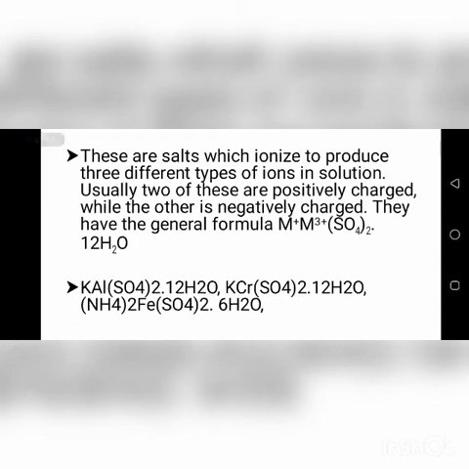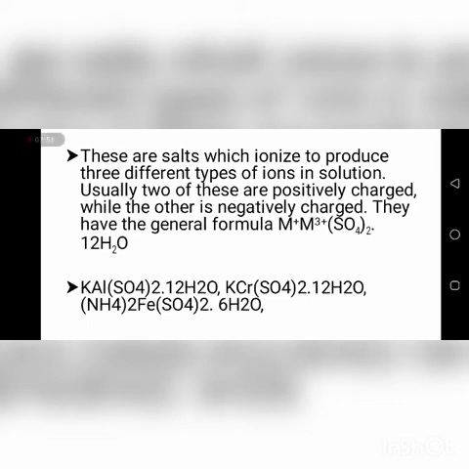Now the M+ there is a monovalent metal that has a valency of one, like sodium, potassium, and so on. While M3+ is a trivalent metal that has a valency of three, and they range from aluminum and most transition elements, iron, copper, and so on. Okay, and this is the general formula. When you see a compound that has M+, M3+, and sulfate with molecules of water, you know that it is a double salt.